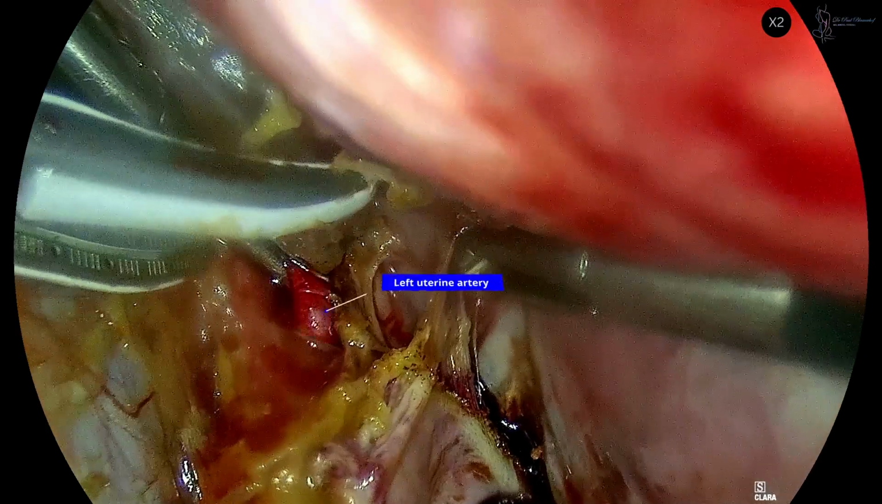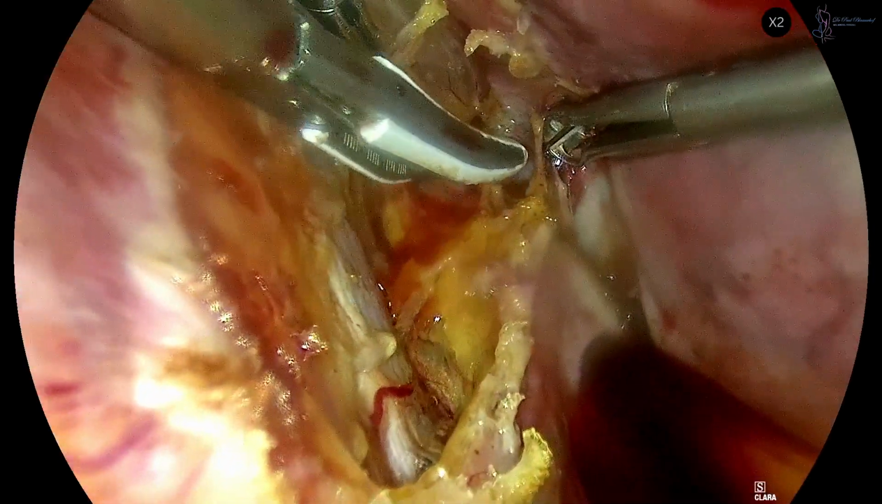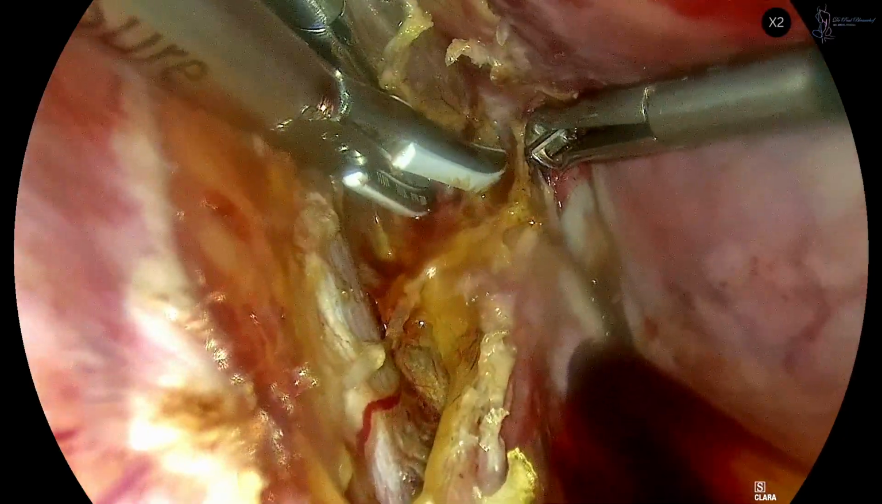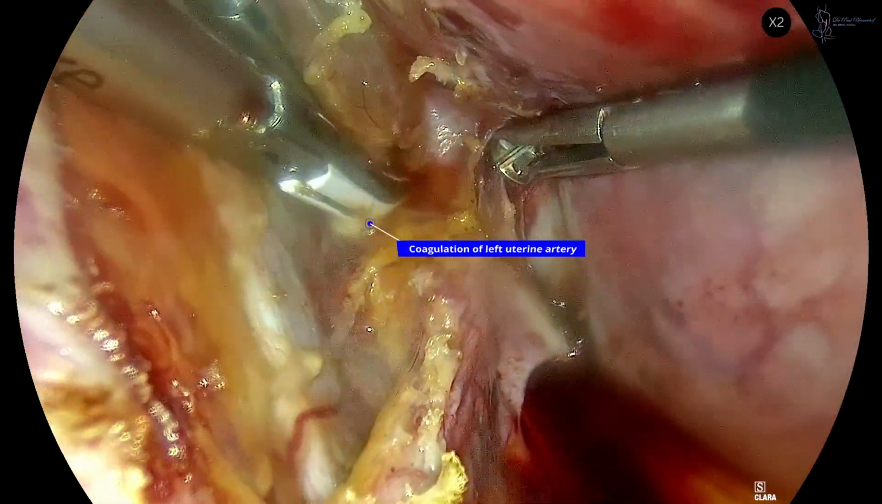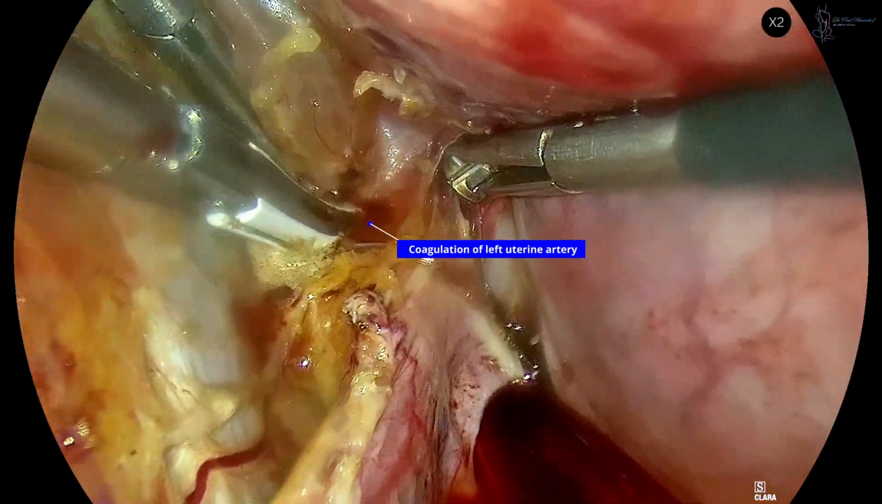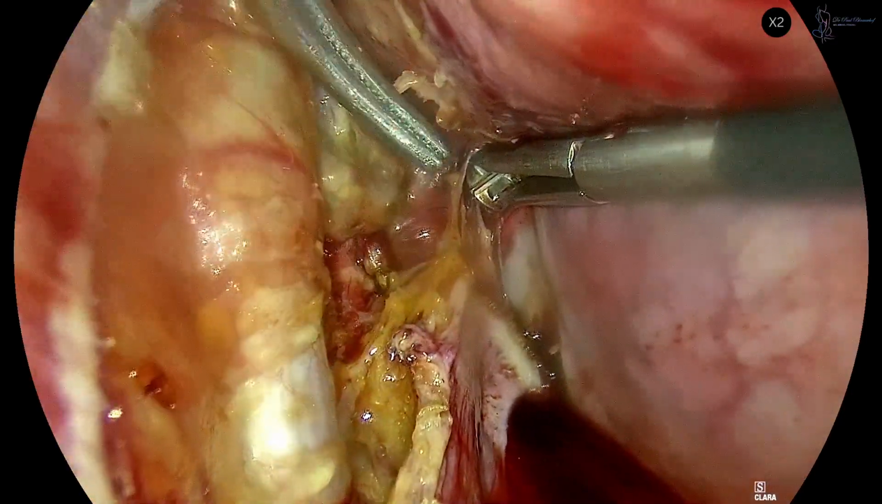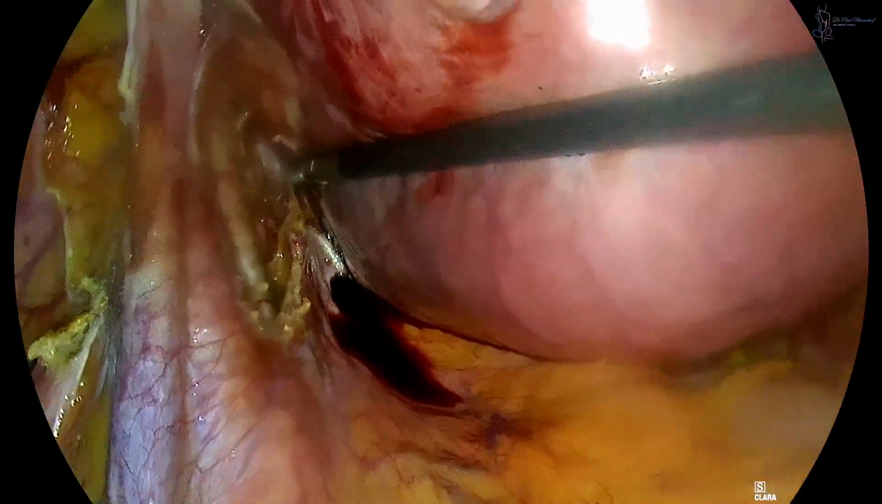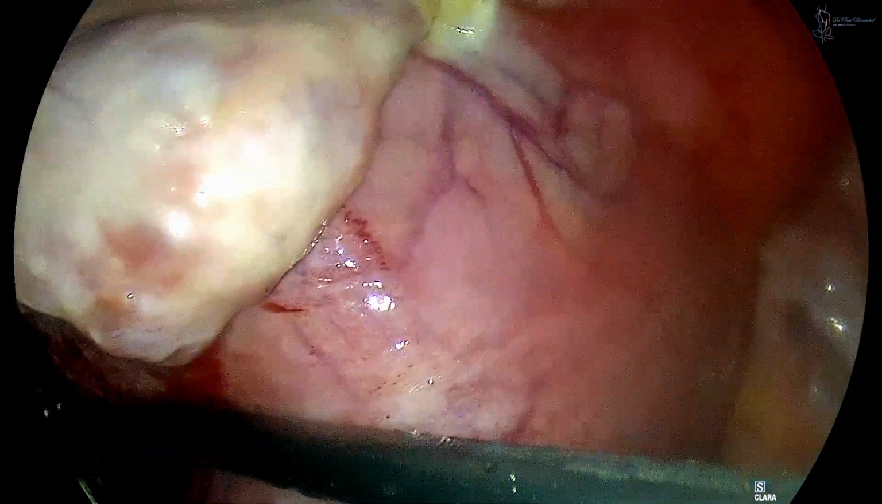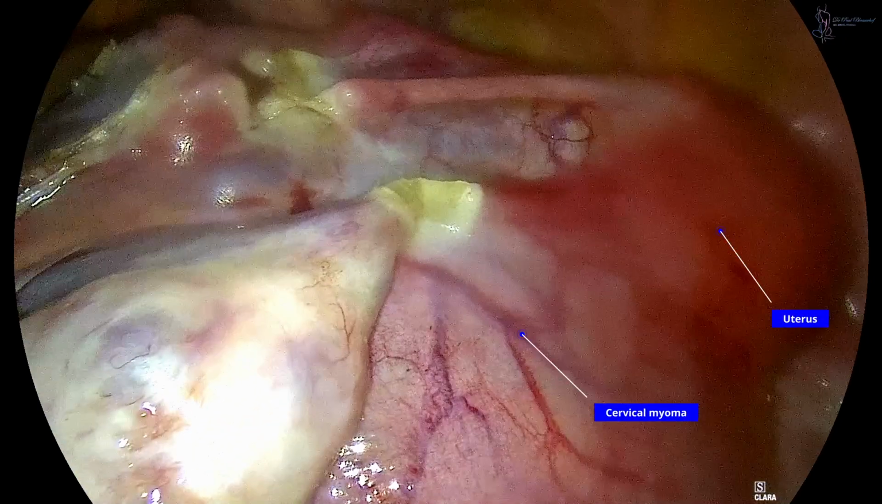Bipolar energy is used during the coagulation of the left uterine artery. Having sealed the uterine artery, the uterus now appears more pale. In this zoomed-out view, the small uterus can be seen riding on the huge cervical myoma.